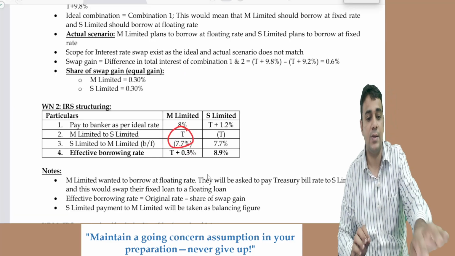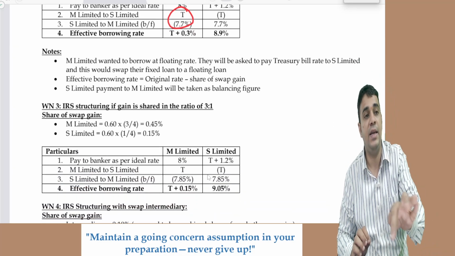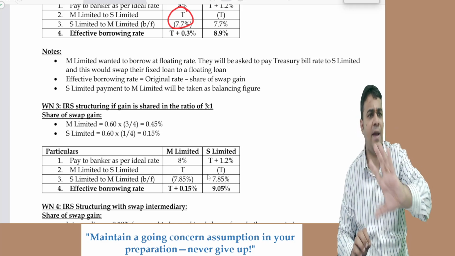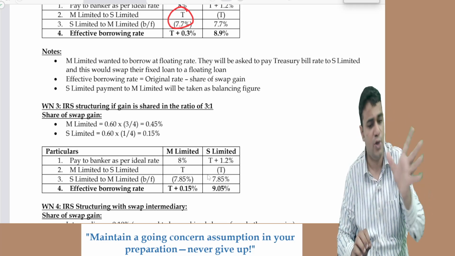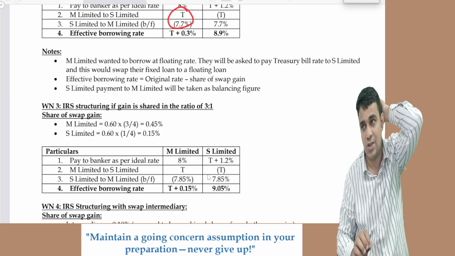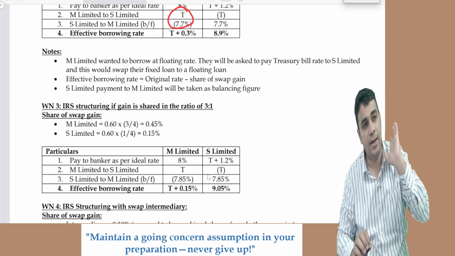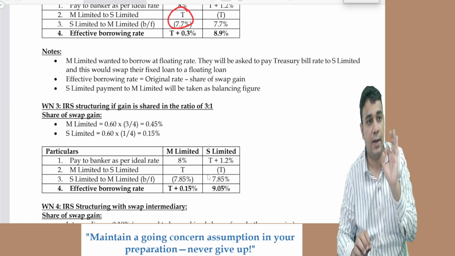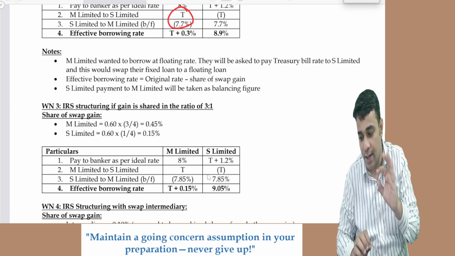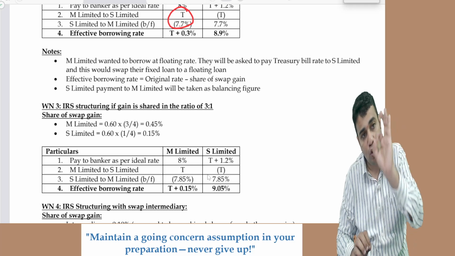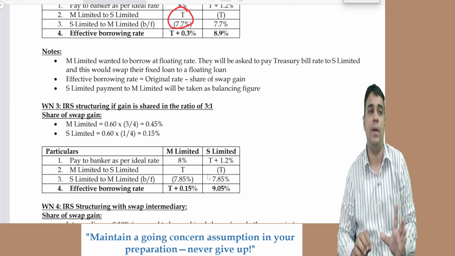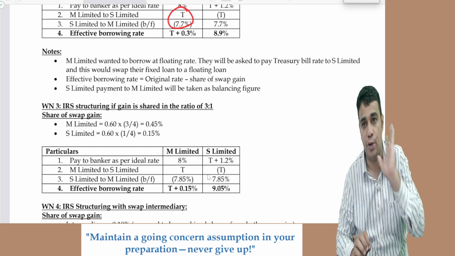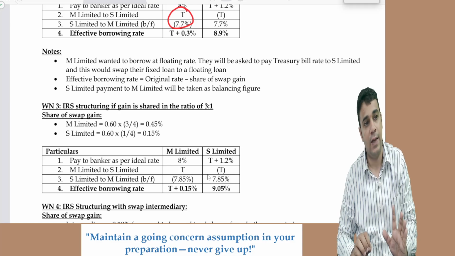Another variant is, if you see here in the answer, T and 7.85. Net net, the final answer is going to remain the same whichever way you structure. Whichever way you do the structuring, the final answer will remain the same. The final answer is the effective borrowing rate. What does an IRS do? I force you to follow the ideal combination and use the process of IRS and save money for you.